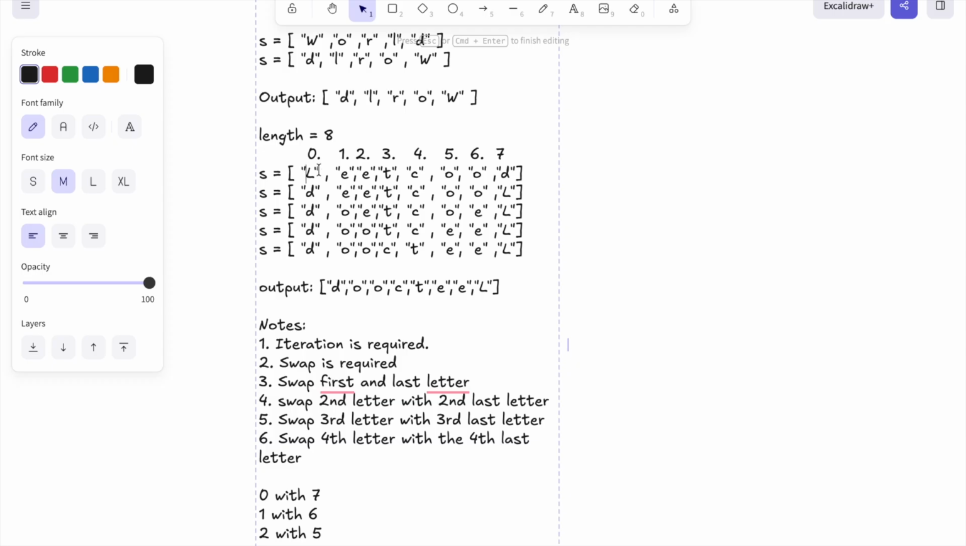Fourth letter indexing is 3, and from last, fourth letter is 1, 2, 3, 4. Fourth from last is fourth index. So we did 3 with 4.